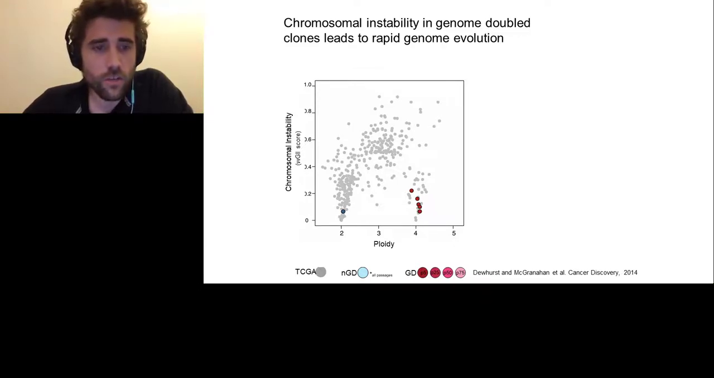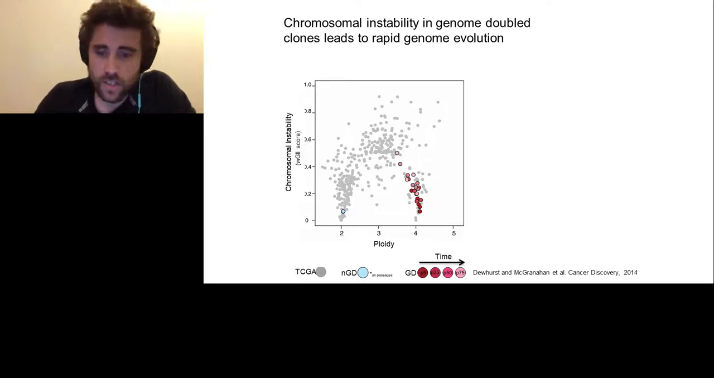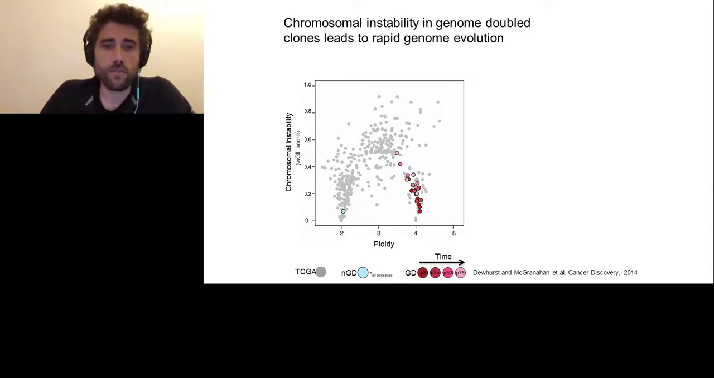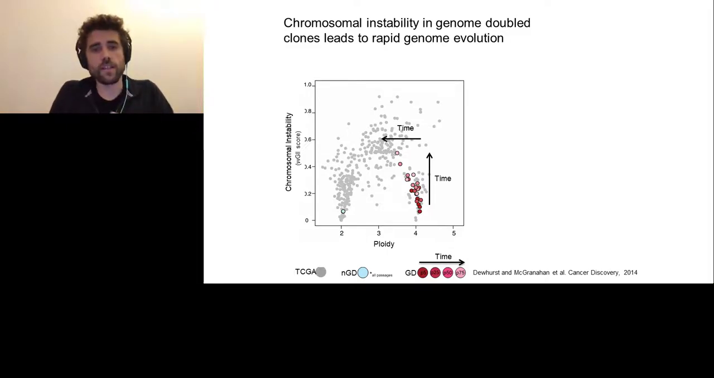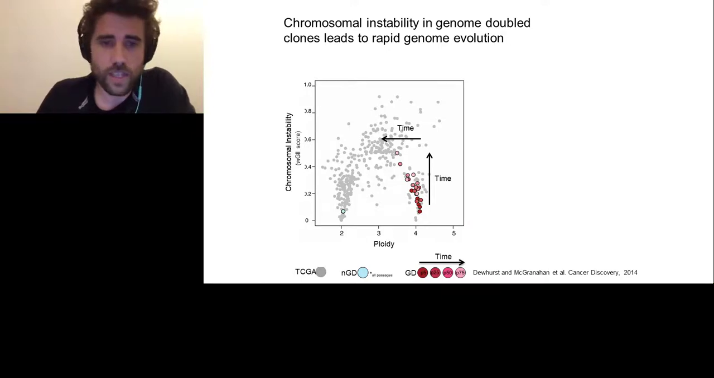And when we look at our clones over time, these genome doubled clones, we can see that they gradually become more unstable, in that they increase in chromosomal instability, but they also drift down in terms of ploidy. So they become more triploid, suggesting perhaps there's an early genome doubling event, and then they become more and more unstable.